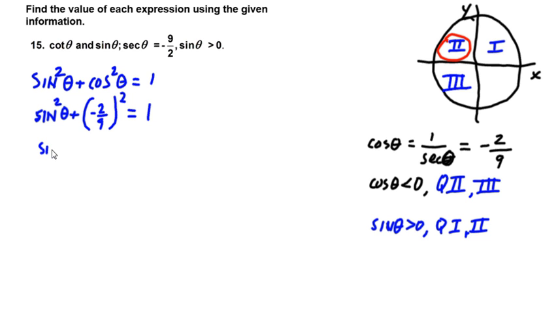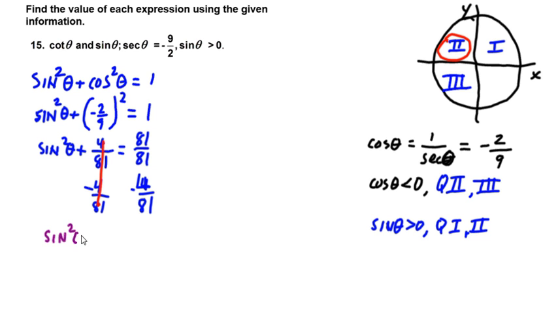So sine squared theta plus, what's 2 squared? That's going to be 4 in the numerator. In the denominator, 9 squared is 81. And on the right side, how many 81s do we have in 1? Well, we have 81 81sts. Sounds weird, but it's the truth. Now, to solve for sine squared theta, we subtract 4 over 81 from both sides of this equation, and we'll have a cancellation on the left side. So we're left with sine squared theta equals, what's 81 minus 4? We're going to have 77.